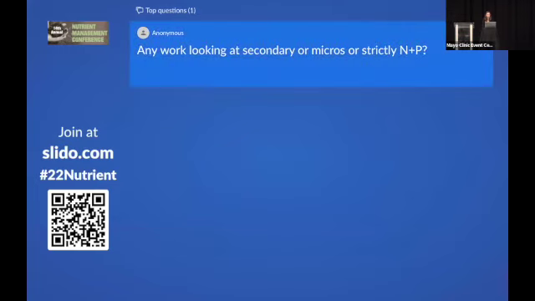And I think the last question is, any work looking at secondary or micros or strictly NMP? Currently, we are just strictly looking at nitrogen and phosphorus, mostly because that's getting the most attention recently. We would like to look at sulfur availability, particularly in the future. And we do get questions about micros, particularly zinc and copper and those sorts of things. But no plans to look at them at the moment. Unfortunately, I'm just one person, and I've been keeping pretty busy with all the manure work that needs to be done in the state. So we're slowly getting around to some of the stuff.